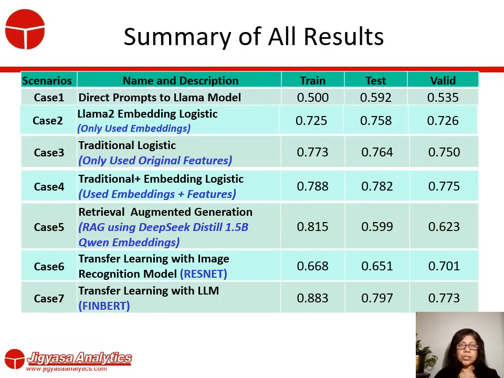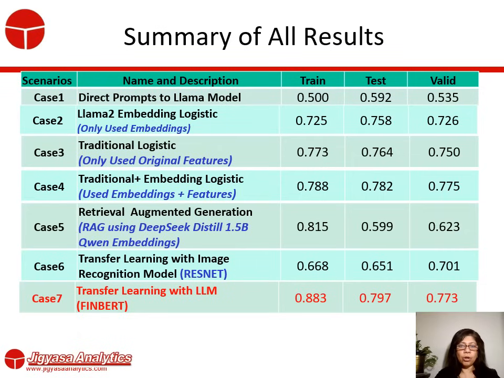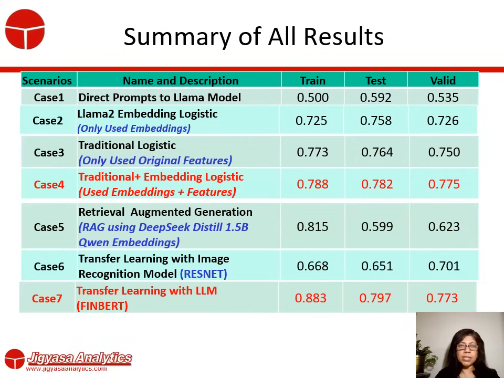We can see that the top performing models for this experiment are the fine-tuned LLM model, which is case 7, and the traditional plus embeddings logistic model, which is case 4. Case 7 has the highest AUCs in the modeling and test samples, whereas case 4 has the highest AUC in the validation sample, although the LLM model is very close. In terms of overall performance, fine-tuning the LLM model gives us the best results.